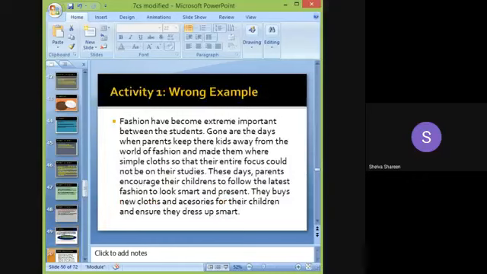So the next is an activity you have to do. That's the wrong example. I'm giving you 2 minutes. 2 minutes is more than enough. What you have to do is read this piece of writing, and tell me whatever grammatical errors, spelling errors, and wrong information are given in it, and then we'll discuss it.